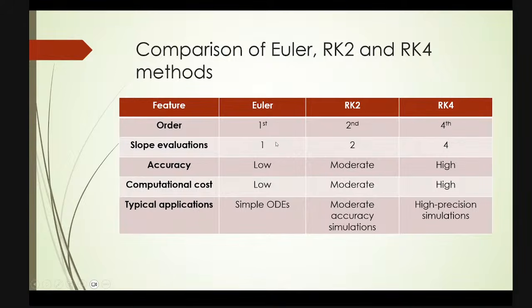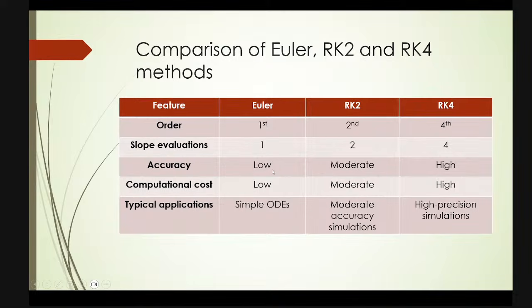Like we have discussed earlier, the Euler method requires one slope evaluation for each step, whereas the RK4 method requires 4 slope evaluations for each step. And as the number of slope evaluations for each step increases, the accuracy of the solution also increases. At the same time, the computational labor involved in computing the numerical solution for that step also increases.